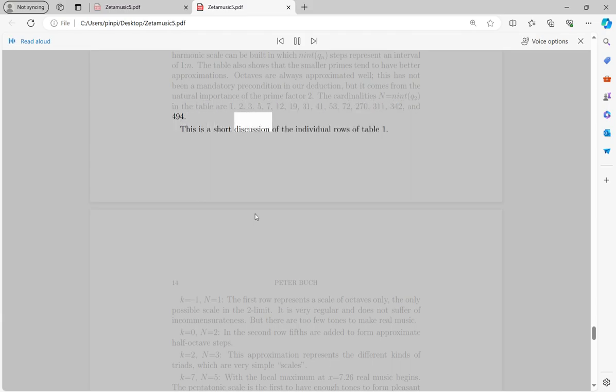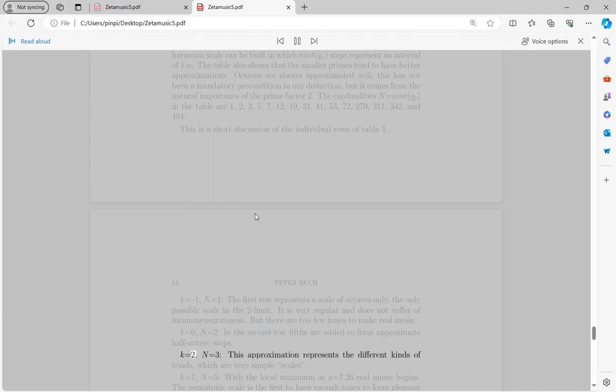This is a short discussion of the individual rows of Table 1. K equals 1, n equals 1. The first row represents a scale of octaves only, the only possible scale in the 2 limit. It is very regular and does not suffer of incommensurateness. But there are too few tones to make real music. K equals 0, n equals 2. In the second row, fifths are added to form approximate half-octave steps.